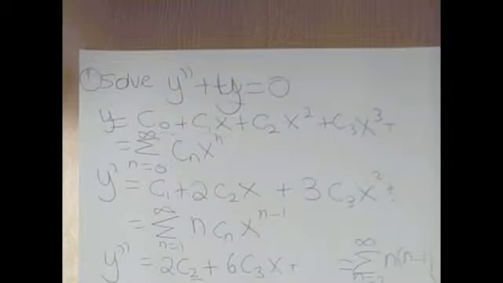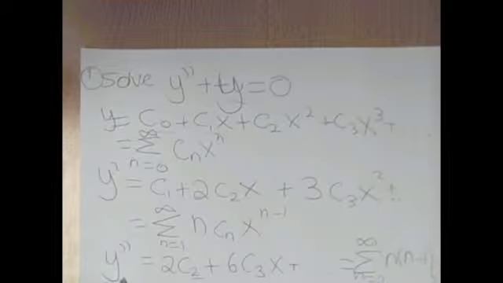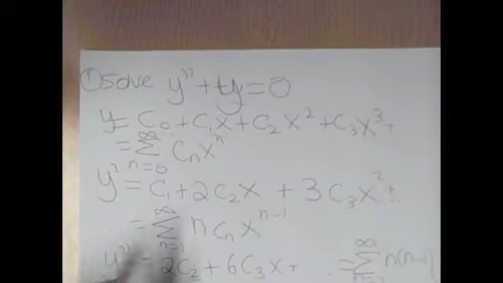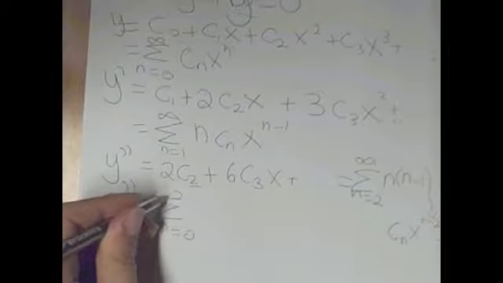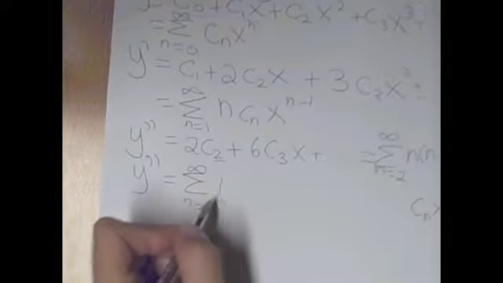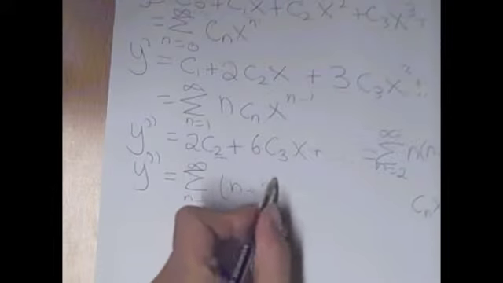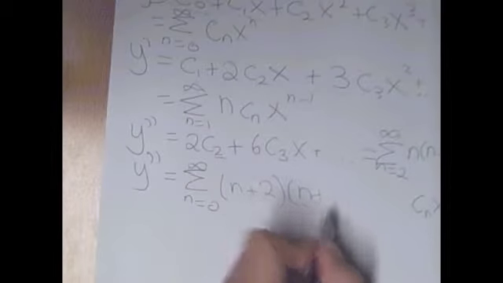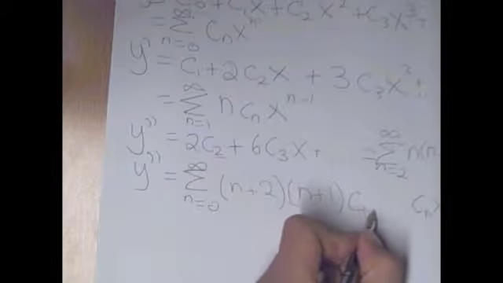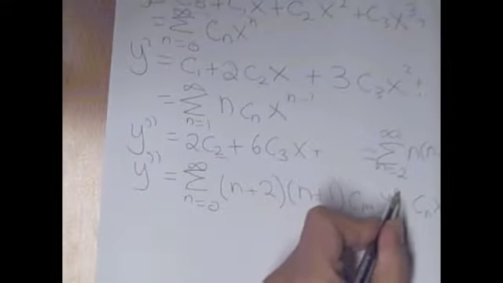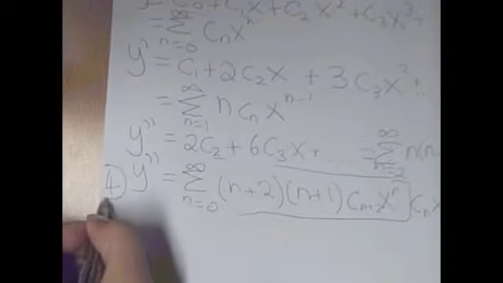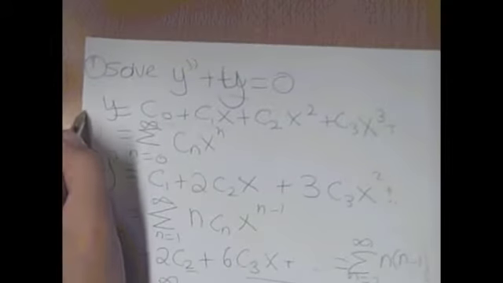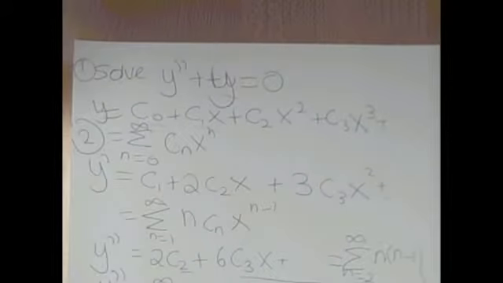But what we want to be able to do is compare the second differential of y with y. So to make this easier, we're going to rewrite this y double dash as the sum of n equals 0 up to infinity of n plus 2, n plus 1, cn plus 2 x to the n. We're going to call that equation 4, and then just back up here, we're going to call that equation 2, just because we need to refer to them in a minute.